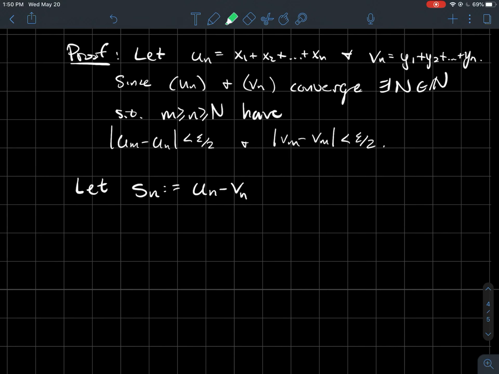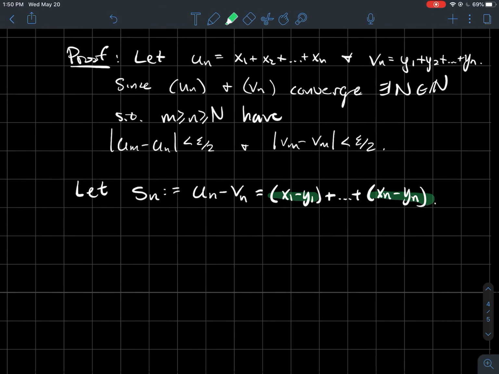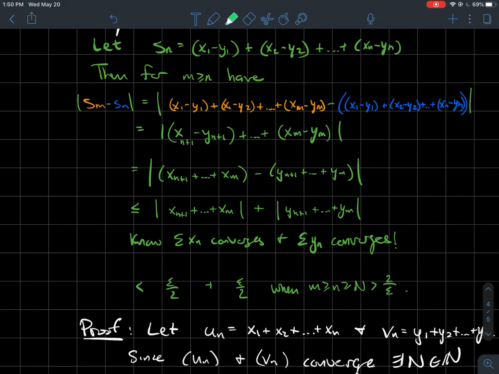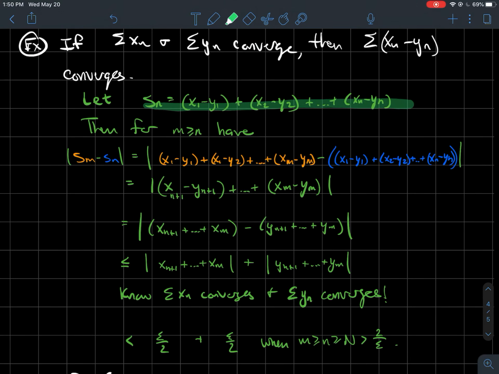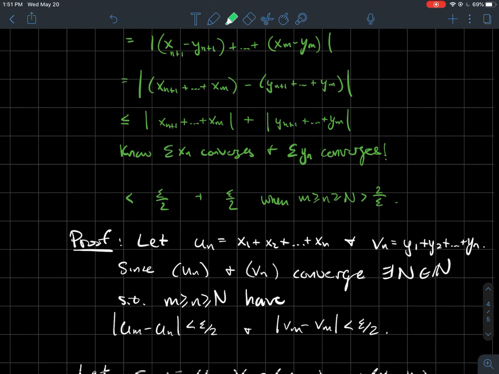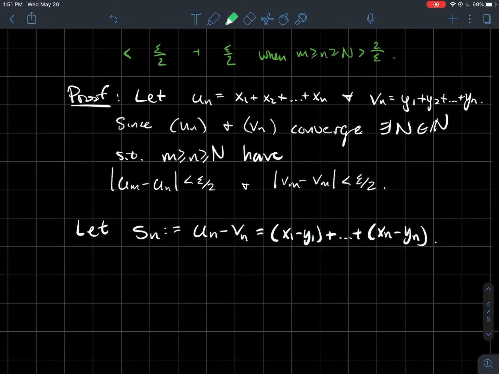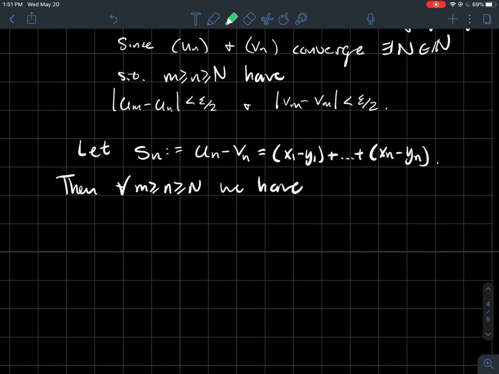Now I'm going to define Sn. It should just be the difference of the partial sums of the x's and the partial sums of the y's. If I do this minus this, if I regroup them, that's the same thing as x1 minus y1 plus up to xn minus yn. I've just reformulated what I have up here. I'm not trying to tell you anything different. It's just a little more convenient this way.